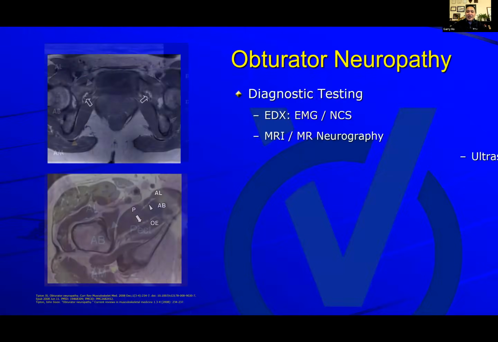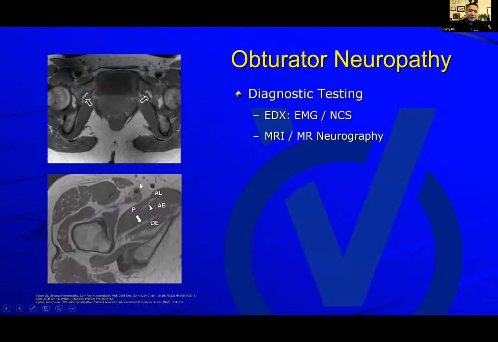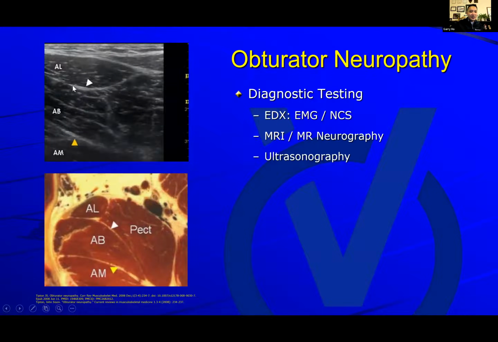Diagnostic testing. So certainly you can do MRIs and EMGs for this. Here are some MRI pictures up in the pelvis. You can see here's the obturator nerve from inside the pelvis. Here's the bladder right before it leaves the pelvis. And then in the thigh, you can see the anterior and posterior division sitting anterior and posterior to the adductor brevis, respectively. You get a very similar image to this under ultrasound. As you can see here, adductor longus, brevis, magnus, anterior division, posterior division, and the accompanying cadaver slice showing the same anatomy there.